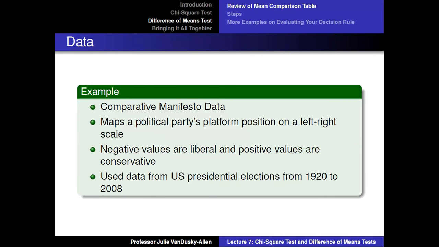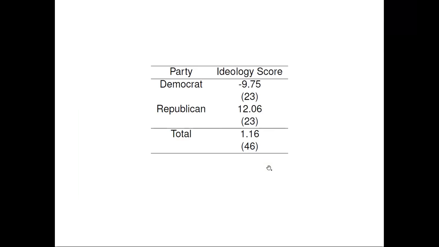To analyze the relationship between party and ideology, you collect data on each party's ideology using information from their party platforms, which indicate their positions on different issues. Negative values indicate a party is more liberal, and positive values indicate a party is more conservative. You place the party categories, the independent variable, in the rows, Democrat, Republican, and in the next column you place the mean of the ideology score for each category of the independent variable.